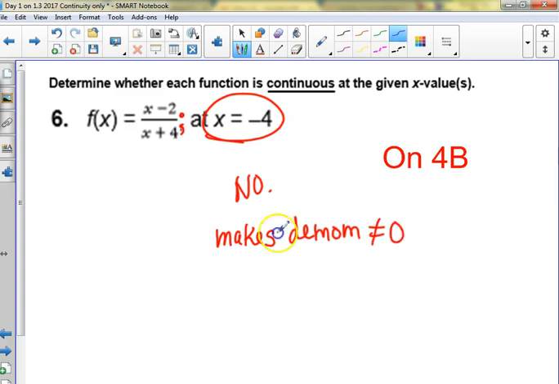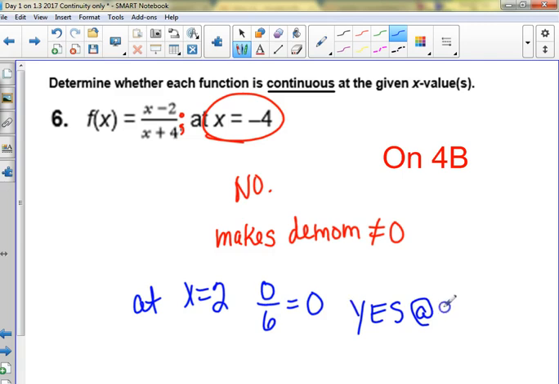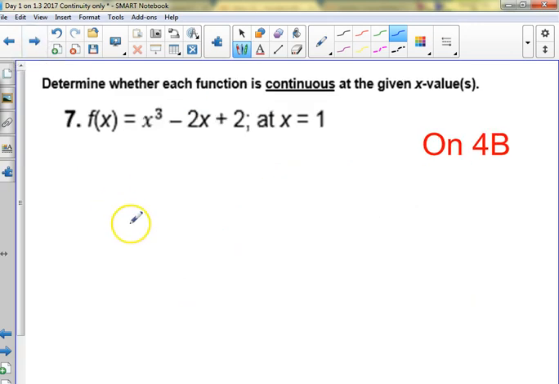Because what if I was tricky on a quiz and said, is this continuous at x equals 2? You get 0/6, which is 0. That's okay, right? You can have a 0 in the numerator, you just can't in the denominator. So this would be, yes, it's continuous at 2. This was, no, it's not continuous at x equals -4. All right, 2 more, and we're done for the day.